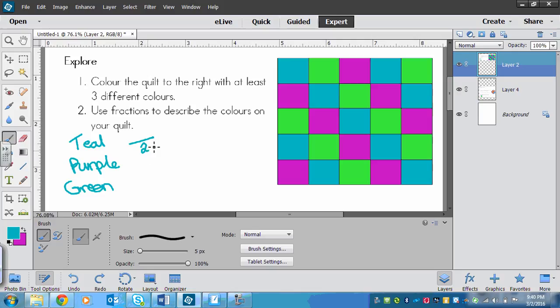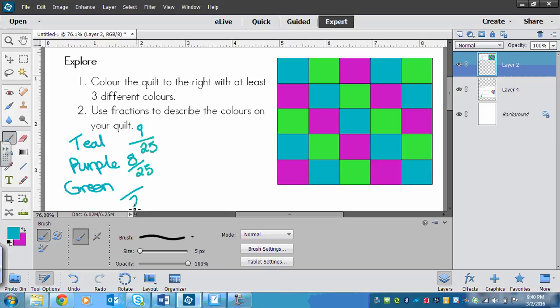Now, if you don't believe me that there are 25 squares, then pause the video and count. So out of a total of 25 squares, how many are teal? We've got 1, 2, 3, 4, 5, 6, 7, 8, 9. 9 teal squares. Now, purple is going to have the same bottom number because it's the same quilt we're talking about. So out of a whole quilt of 25 squares, how many are purple? We've got 1, 2, 3, 4, 5, 6, 7, 8. 8 of them are purple.